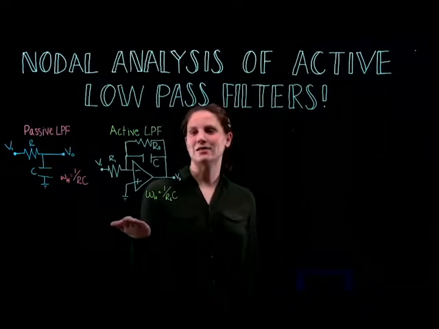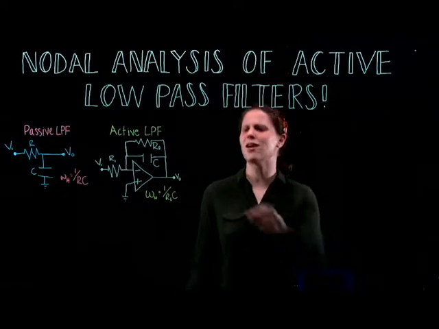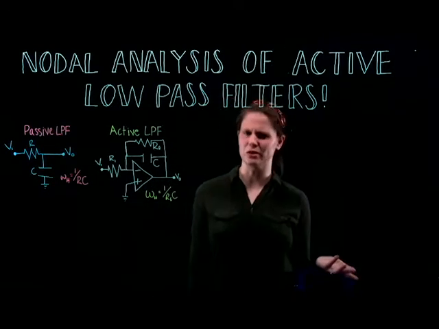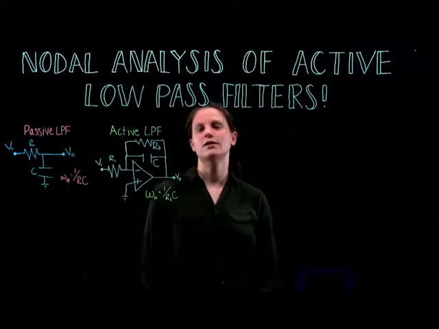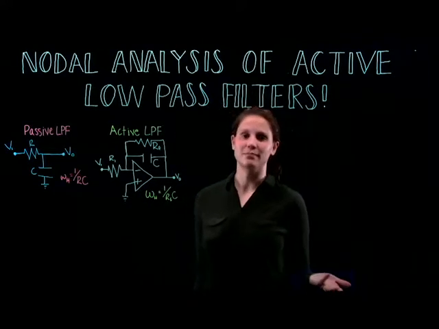So instead, we're going to use an active low-pass filter, which has an op-amp in the circuit, which allows for amplification, and it also has everything we need to effectively filter the signal. So now that we've determined the significance of an active low-pass filter, let's derive the gain.